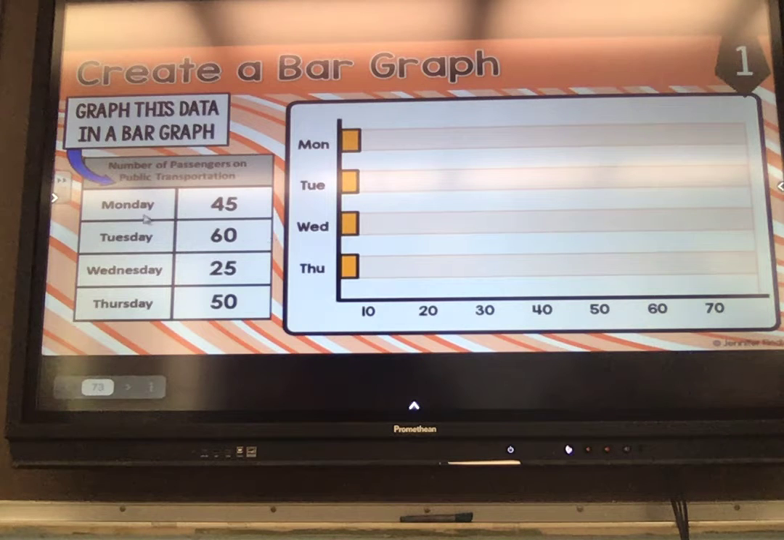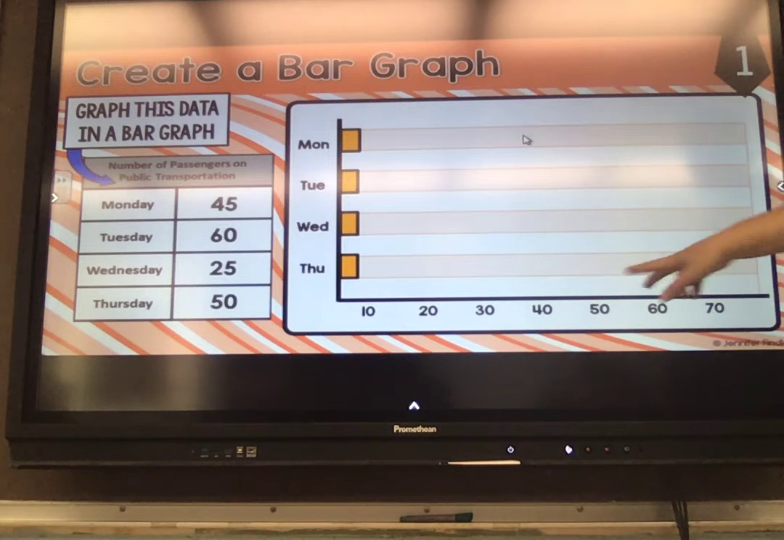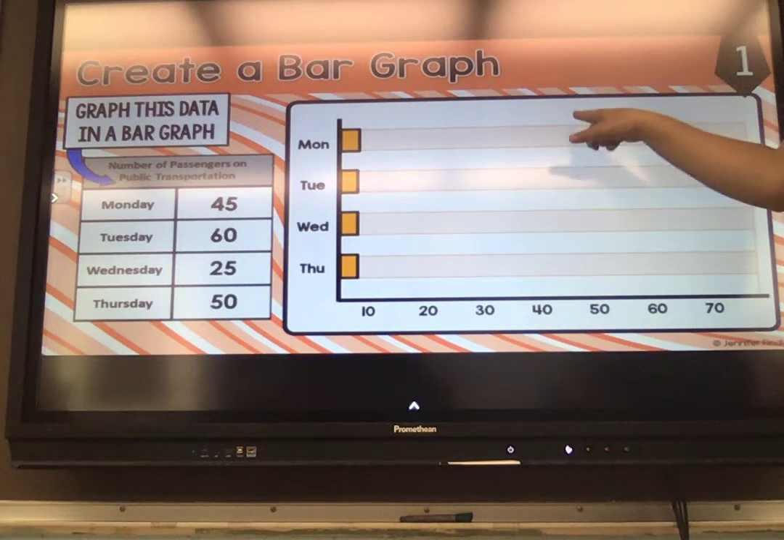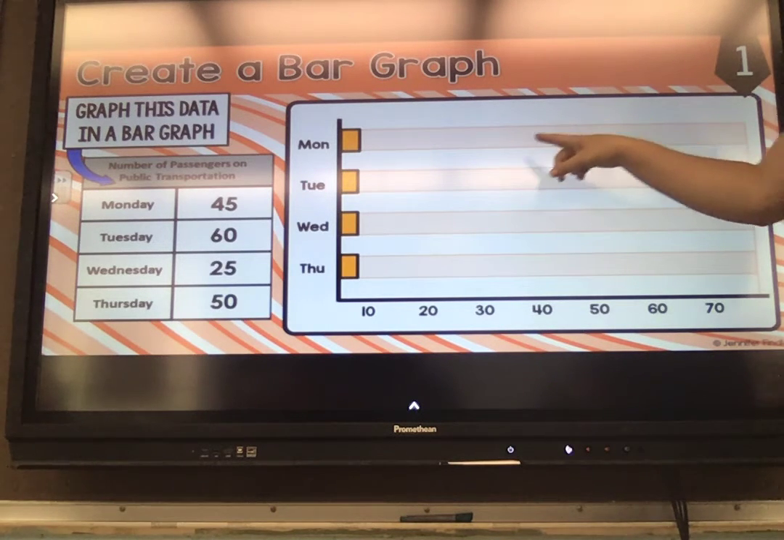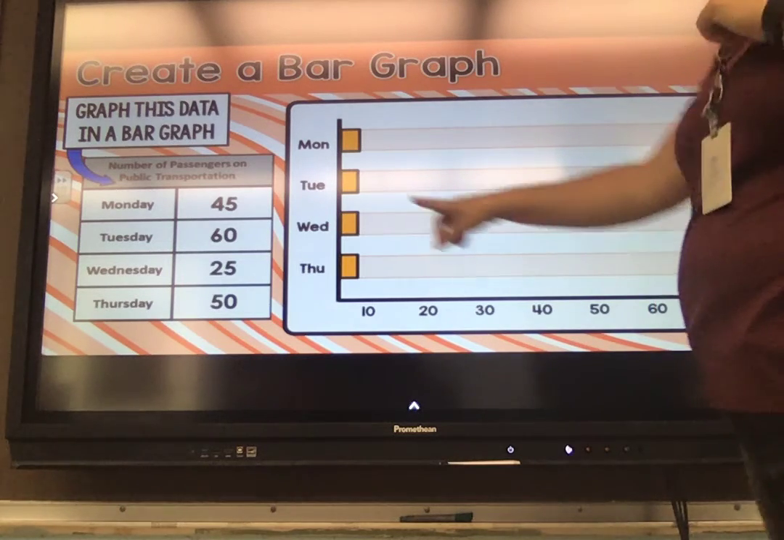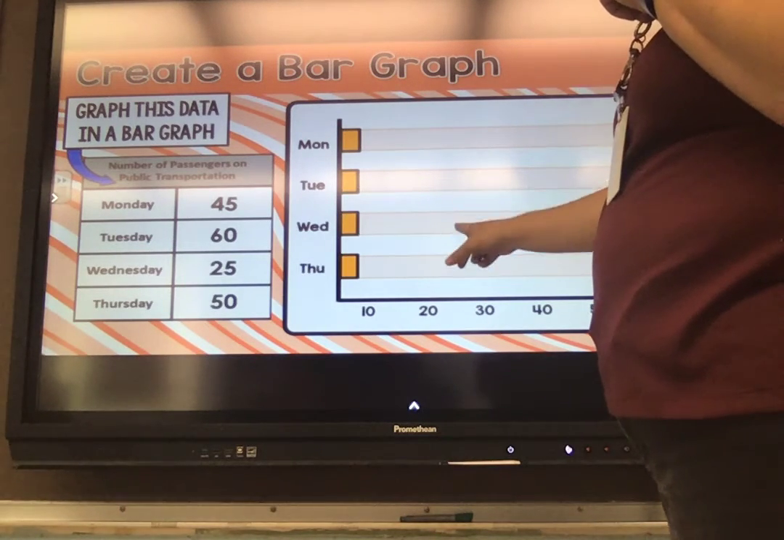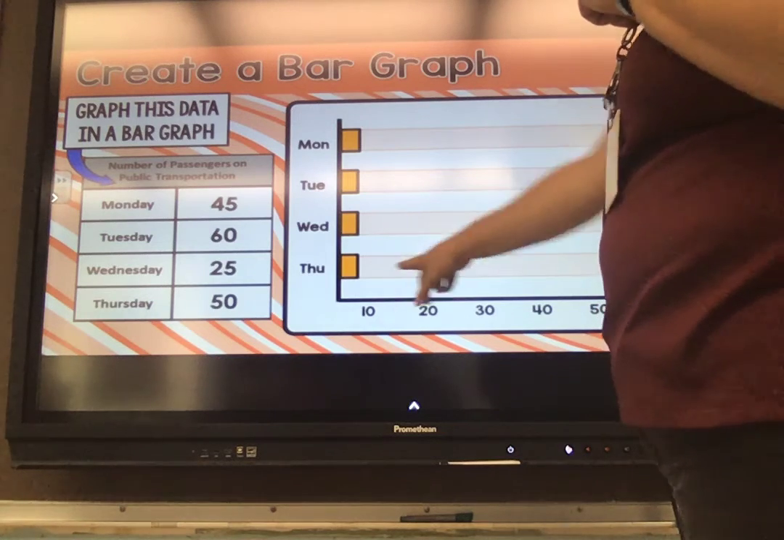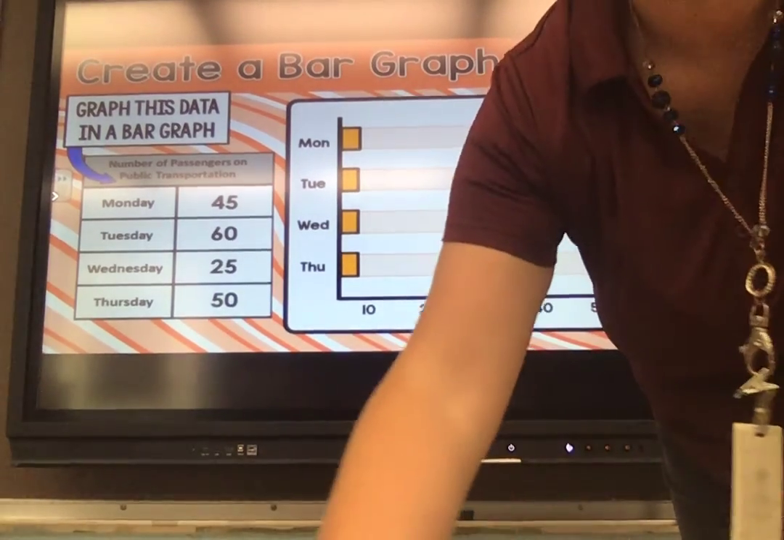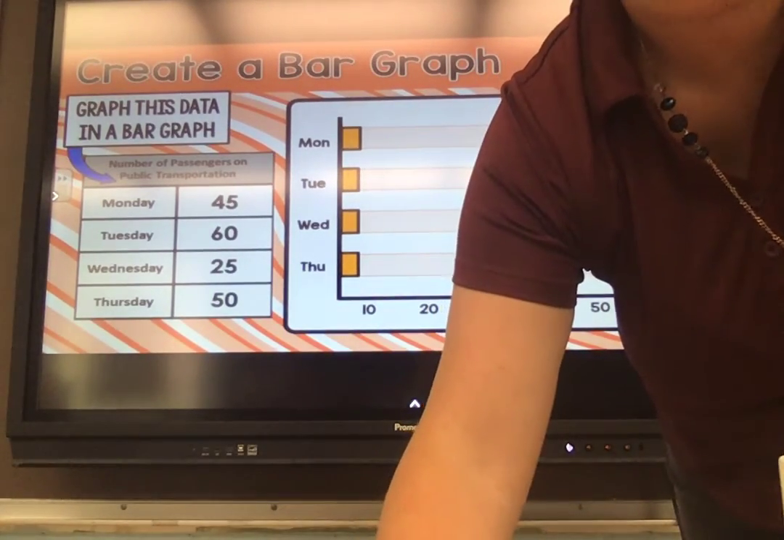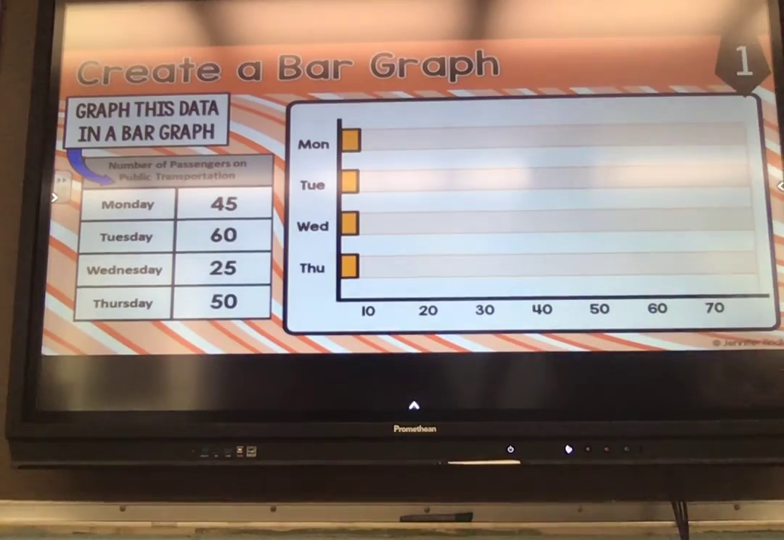So on this one, Monday needs to be at 45. So you're going to click and drag this across until it stops. I don't have a 45, but I know 45 should be between 40 and 50. So you'll need to drag it to the halfway point between 40 and 50. And then Tuesday should go all the way to 60. Wednesday to 25, which is halfway between 20 and 30. And Thursday all the way to 50. So you're just dragging your bars across until they end up matching your numbers. So that's pretty simple to do.